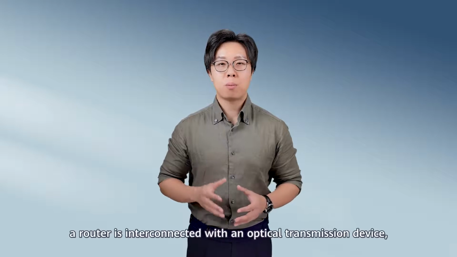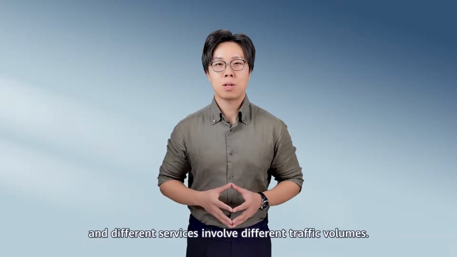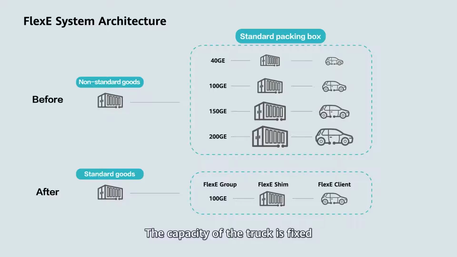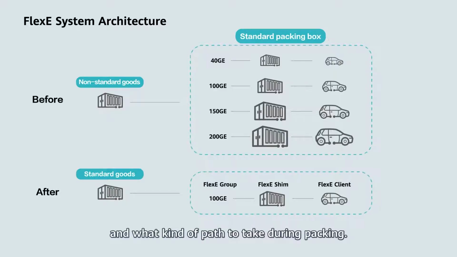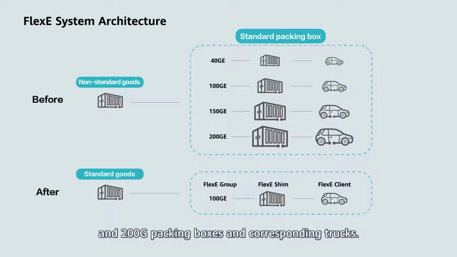For example, a router is interconnected with an optical transmission device, and different services involve different traffic volumes. This is like a scenario where goods are transported. The capacity of the truck is fixed, but the size of goods is different. We need to consider what type of truck to use and what kind of paths to take during packing. Assume that there are only 40G, 100G, 150G, and 200G packing boxes and corresponding trucks.